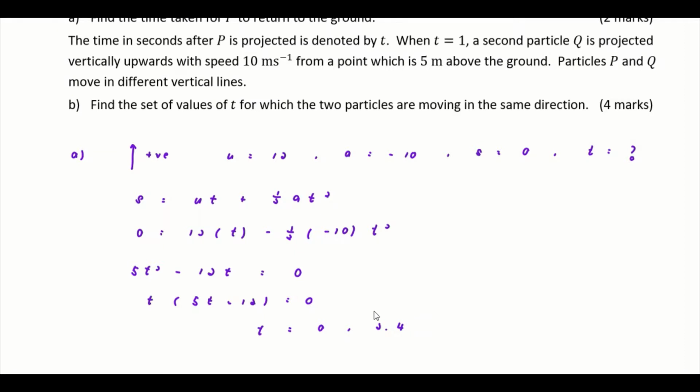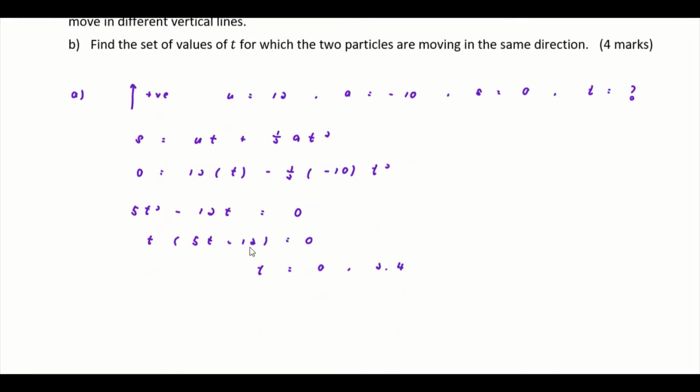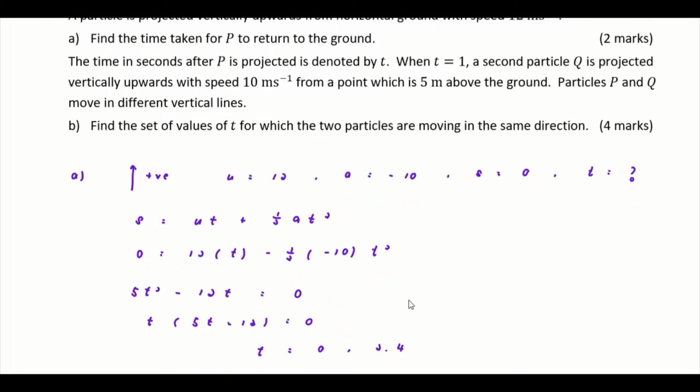All right, so in this case, when I check, I will know that when we talk about S equals 0, it means it returns to the original position. So that's why when T equals 0, S is at 0 as well. But in this question, our T must be a number that is not the initial, right? So that's why our T will be 2.4 seconds. Okay, so that's the part for A. I think this one is quite simple.